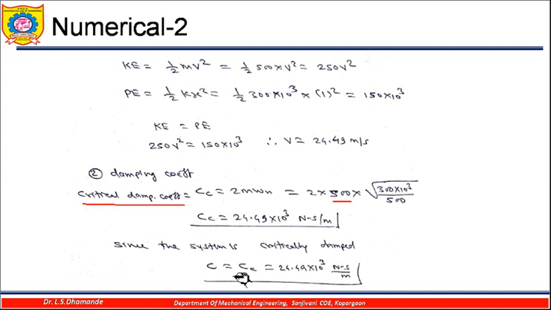Now it is expected that the system should have aperiodic motion, so it will be damped early. It is always better to consider that it is critically damped. That means zeta is equal to 1 or C is equal to Cc, and therefore we can say that it is a system with critical damping.